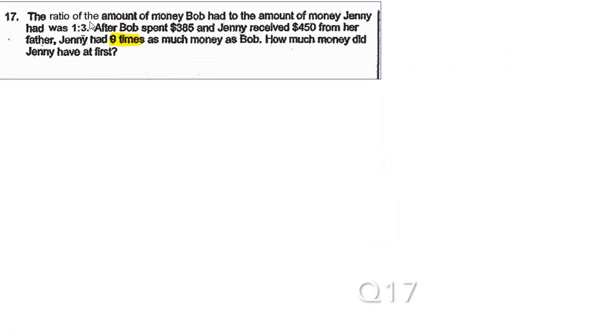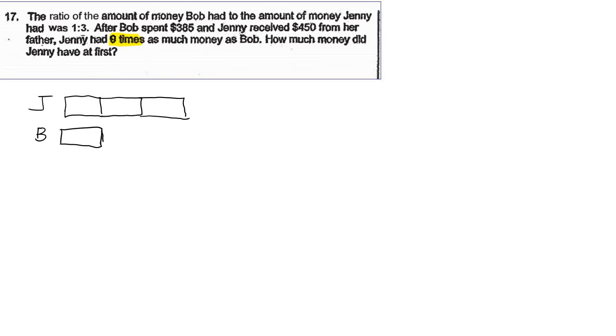Okay, we do this step by step. The ratio of the amount of money Bob had to the amount of money Jenny had is... so I draw this box. I love drawing boxes. After Bob spent 385, highlight important notes. And Jenny receives 450 from her father. Then Jenny has 8 times as much as Bob. Okay, so what I do now is this. This portion here is 385, and then this portion here is what? $450. Okay, I can clearly see this portion here. I'll draw this portion here. That means every one of these is like that.